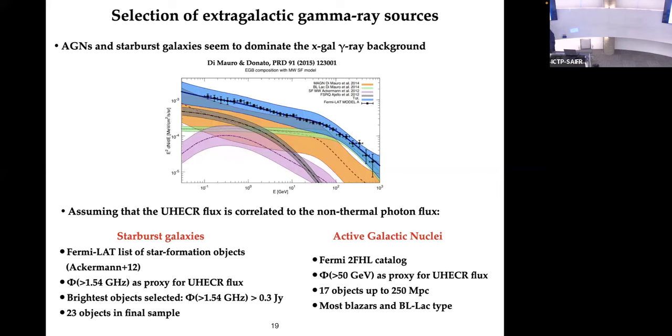These were relatively bright objects, and also active galactic nuclei from Fermi with emission above 50 GeV. There are 17 objects in this sample, up to 250 megaparsec. Most of them are blazars and BL Lac type.